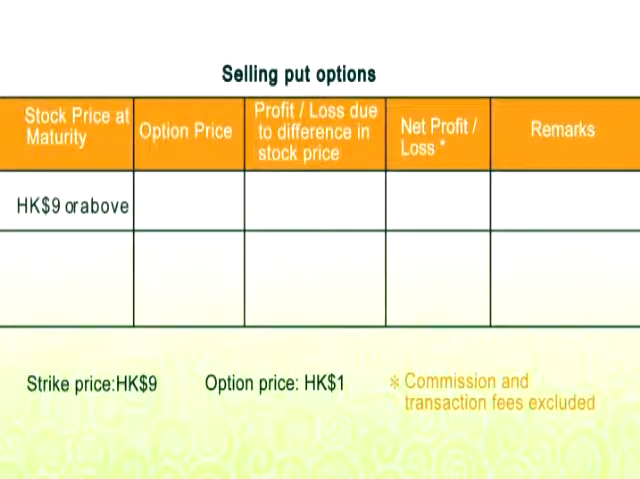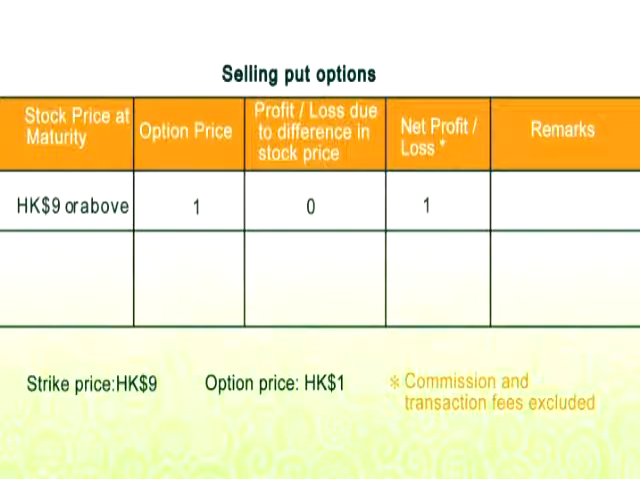If the price of stock A on the maturity date is at 9 Hong Kong dollars or above, the investor will gain the option price of 1 Hong Kong dollar, as the financial institution will give up the right to exercise the put options because it can sell stock A at 9 Hong Kong dollars or above.